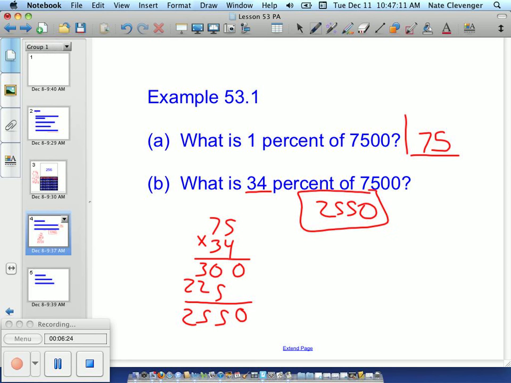So 2,550. And that is not a percent value. That's an actual value. It's just a common number, right?